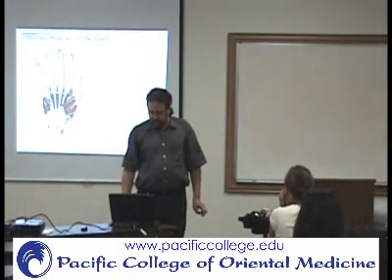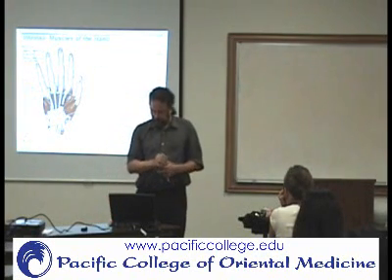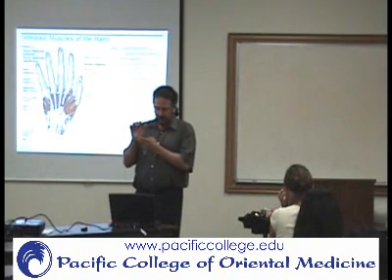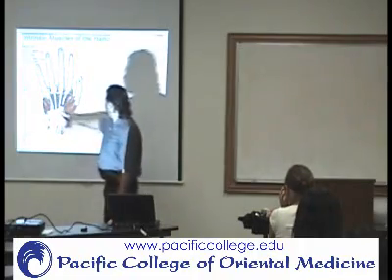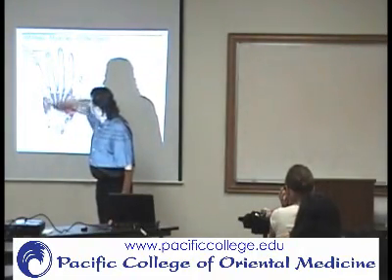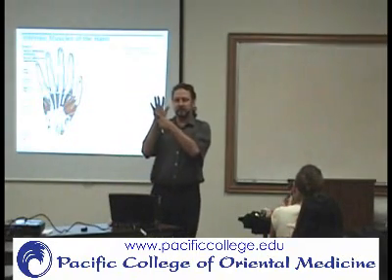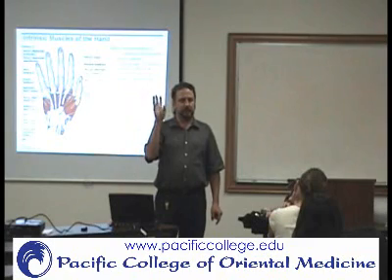And then opponens digiti minimi. So that's from the pisiform and the transverse carpal ligament. And then the medial side of the fifth. That's going to be here. So it's underneath that flexor digiti minimi. And so it has a little bit more of an angle like that because it's going to do opposition, which is bringing the thumb and the finger together.